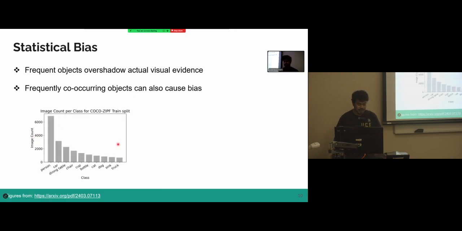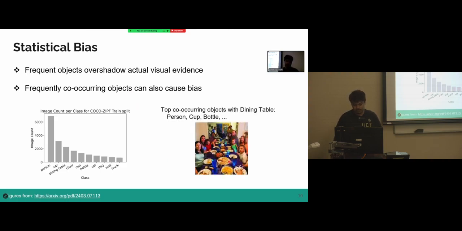For example, if we see this distribution of the classes of COCO, we see that certain classes like person, car, dining table appear in a lot of images, whereas certain classes appear in only a few hundred images. So any model trained on this dataset will simply be prone to hallucinate these frequently appearing objects. And about frequently co-occurring objects, we can look at this image, which is an image of a dining table, but we can almost always expect that dining table co-occurs frequently with classes like person, cup, bottle, chair, etc.